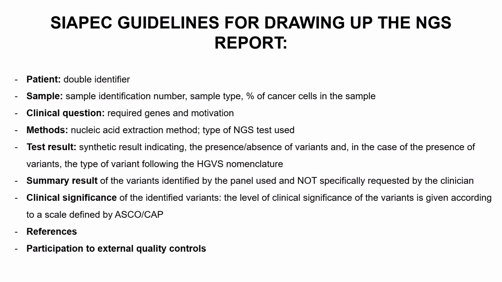Key components of the report include patient information, so a double identifier, sample identification number, sample type, the percentage of cancer cells in the sample, the clinical question, so the motivation of the molecular investigation, methods employed, so nucleic acid extraction, type of NGS used, test results in terms of synthetic results, presence or absence of variants, and then the type of variant following the HGVS nomenclature, then a brief summary of results, the clinical significance of the identified variants, and the level of clinical significance of the variants is given according to a scale defined by Haskell-Kapp, references, and also if we participate in external quality controls.